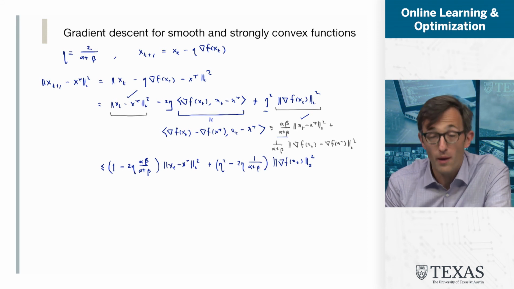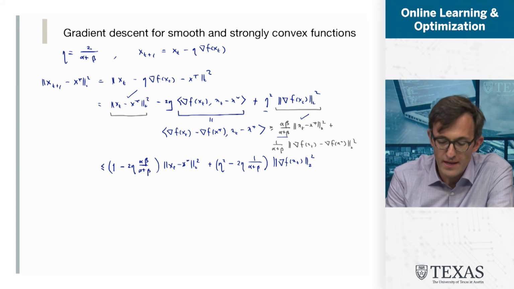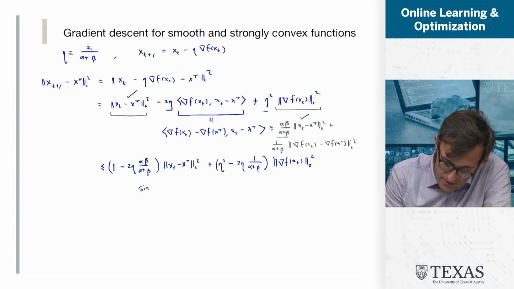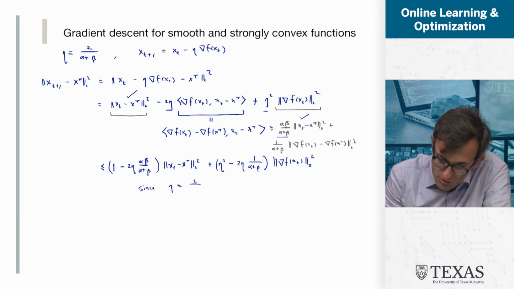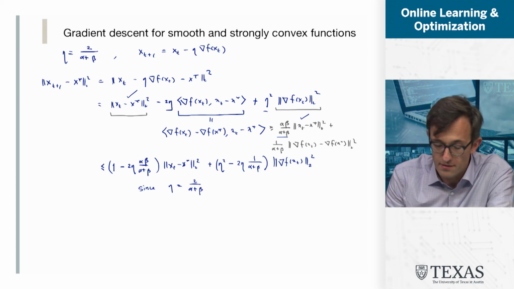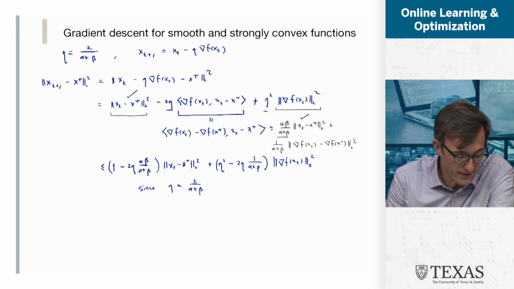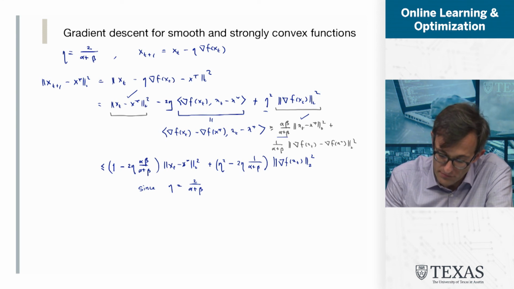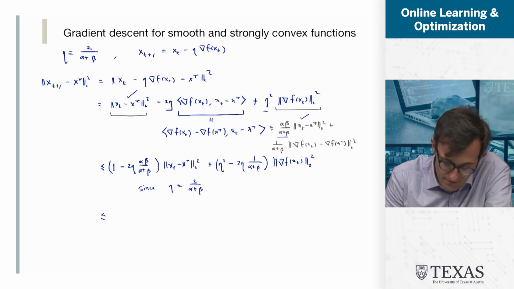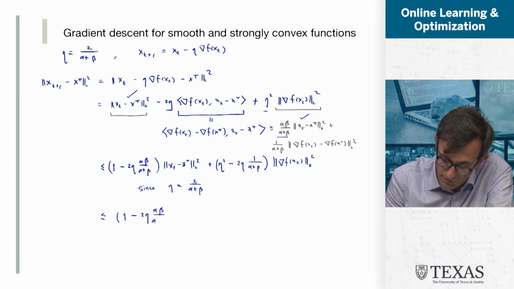And now you can see why my choice of eta was so important. If eta is equal to 2 over alpha plus beta, you can see that this term on the right is greater than or equal to 0, is equal to 0. And so on this side I can just stick with the first term: 1 minus 2 eta times alpha beta over alpha plus beta times xt minus x star squared.